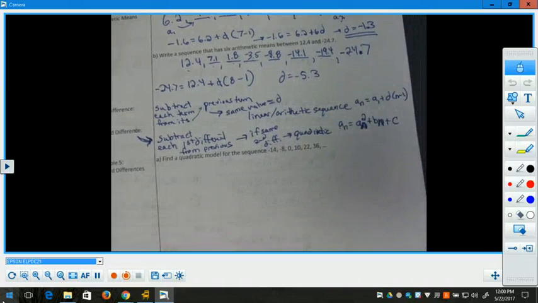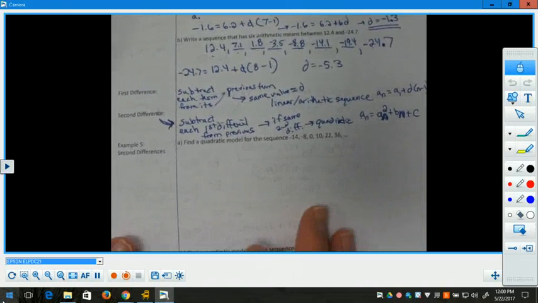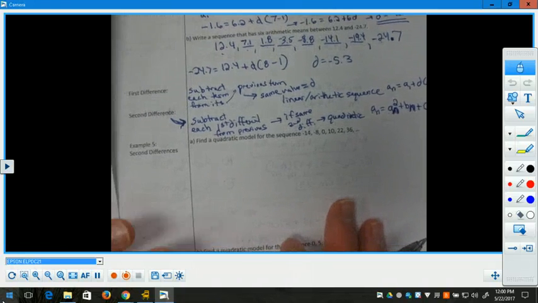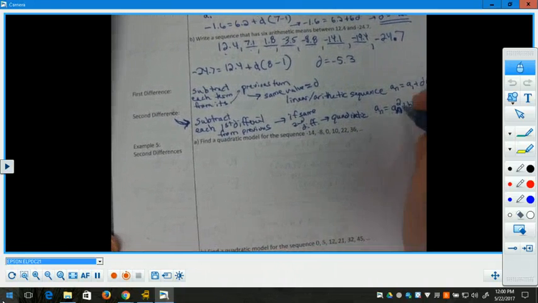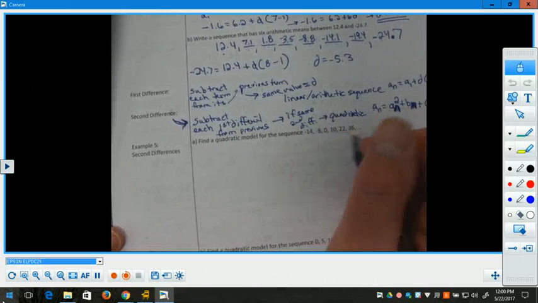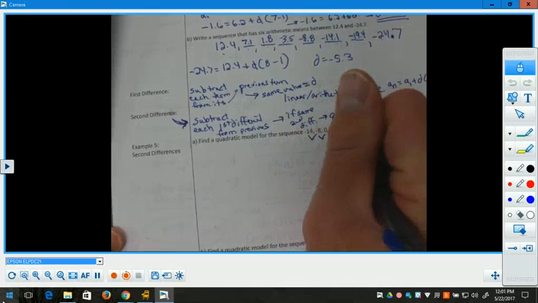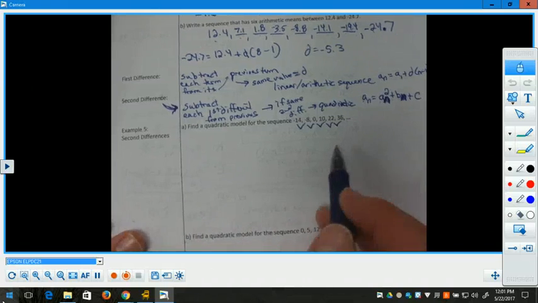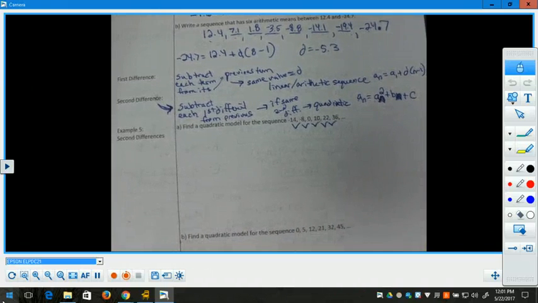So let's take a look at this. We're supposed to find a quadratic model for the sequence, or see if we can figure one out. There's actually a rule to do this, and we'll summarize the rule in just a second. We've got this sequence. And we're thinking at first, when we go to do a quiz problem or a test problem, that, oh, it might be arithmetic. Let me take the first common difference.